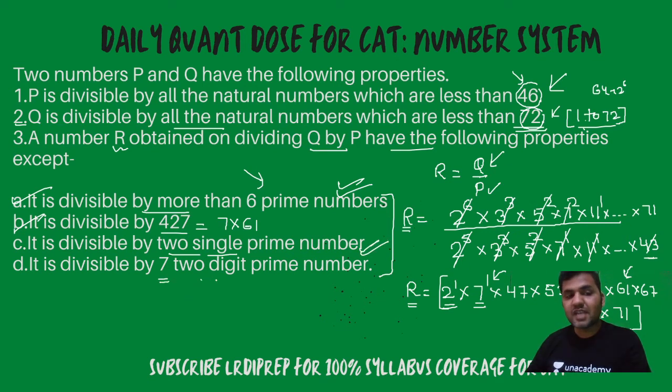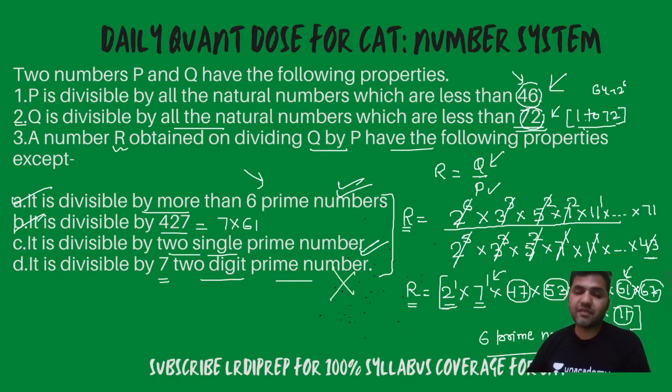It is divisible by 7 two-digit prime numbers. You see that the two-digit prime numbers that you have in this are 47, 53, 59, 61, 67, and 71. There are only six two-digit prime numbers, right? So saying it is divisible by 7 two-digit prime numbers is a wrong statement. It's definitely divisible by six prime numbers, not by 7. So the fourth property is not true about the number R, and that would be the answer to the question.